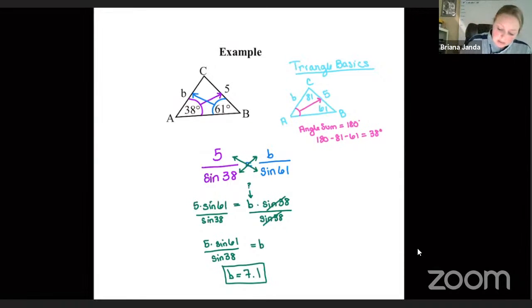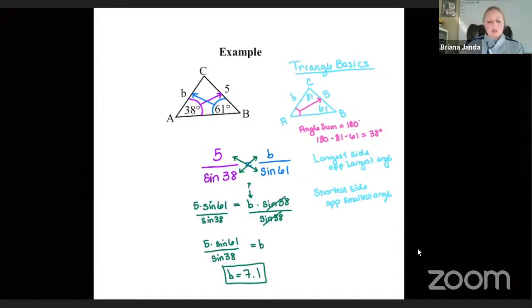Another triangle basic that I want to remind you of is that the biggest side is always across from the largest angle, and vice versa. Your shortest side is always opposite your smallest angle. Why do I tell you that? So that you can understand that you got an appropriate answer.